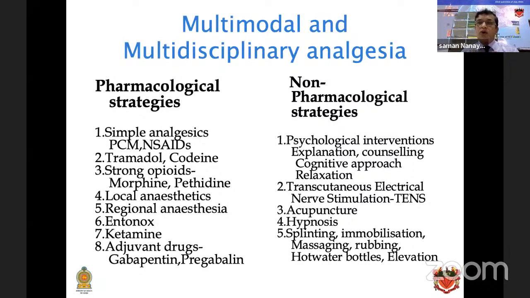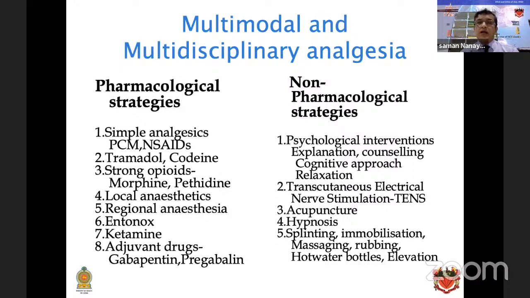So that talking, explanation, counseling, all that will be very useful for controlling pain, and for that matter, controlling any other medical illness. And there are many other things under this topic that can be done to control pain. Those things generally are done for chronic pain, like cognitive approach, relaxation, meditation, and things like that. Transcutaneous electrical nerve stimulation is also something like that, which we use for chronic pain. Acupuncture, hypnosis can be used for chronic pain.